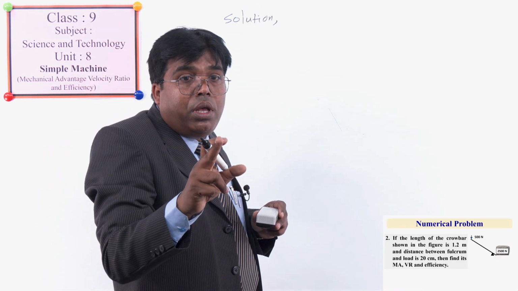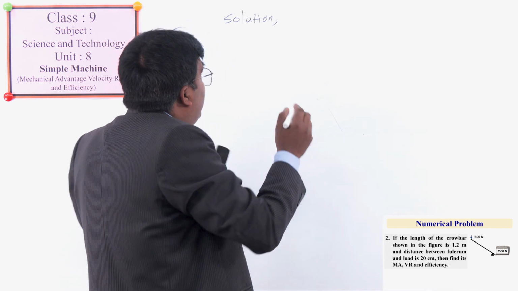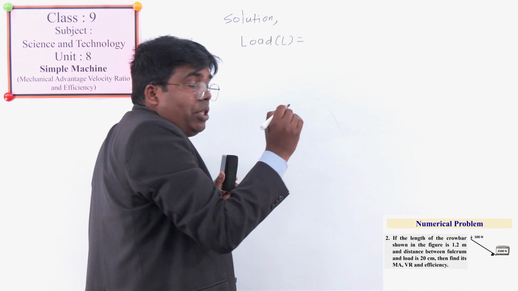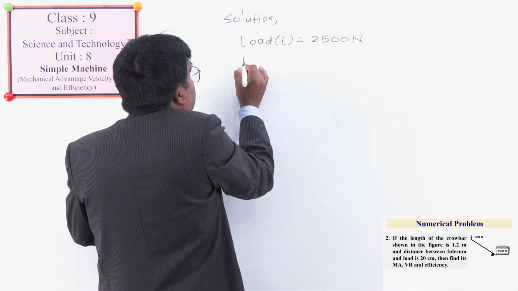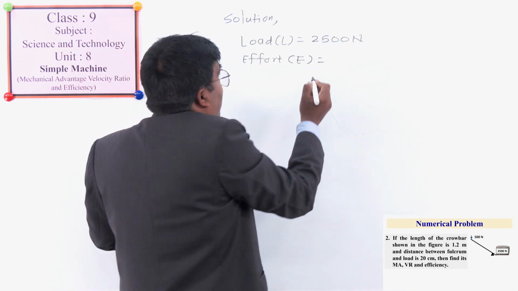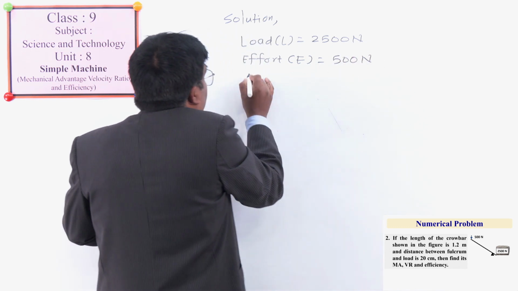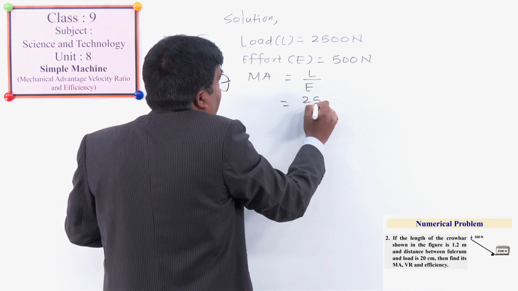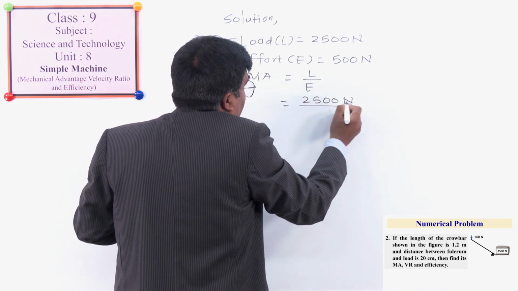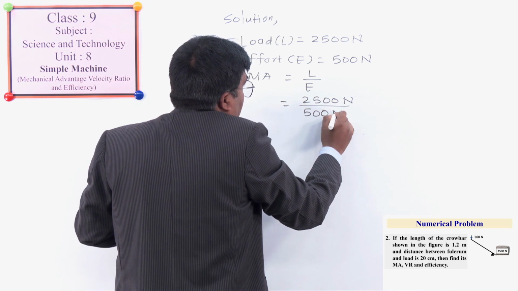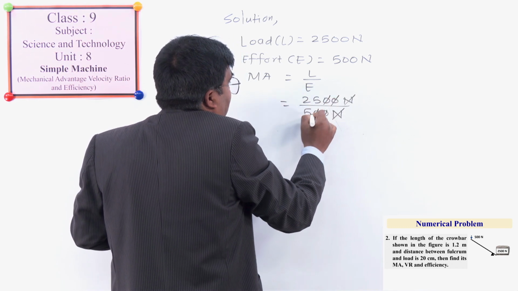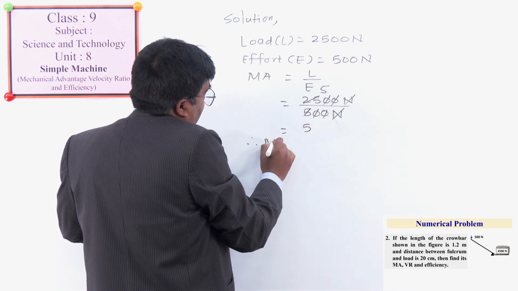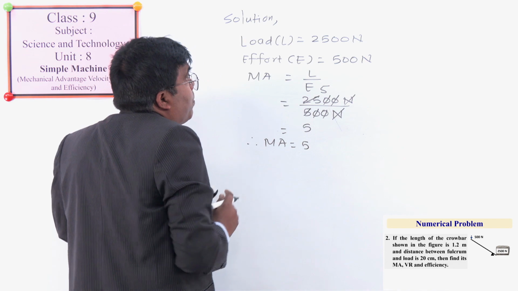Number one, we have to find MA. For MA, we require the load. So load L, how much is given? This is 2500 Newton. Effort E equals how much? 500 Newton. So without any delay, MA equals load by effort, that is 2500 Newton by 500 Newton. The zeros cancel each other, so 5. Therefore MA equals 5.